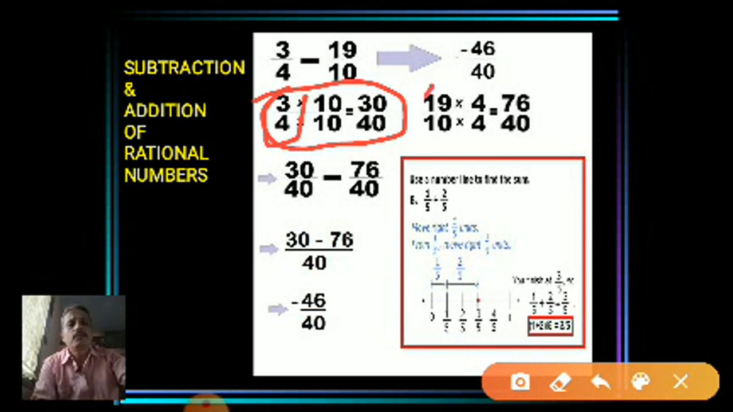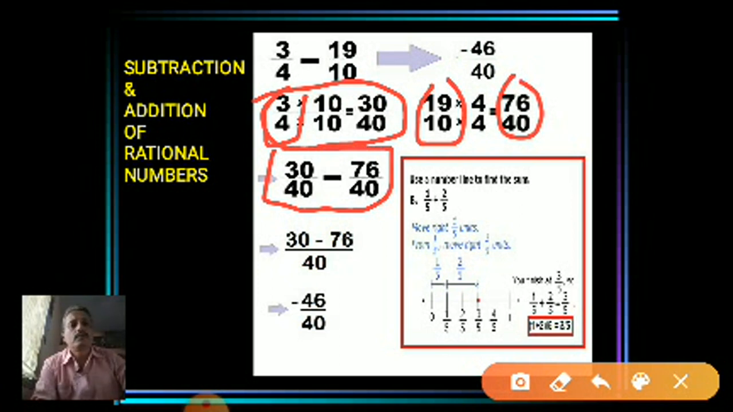Same way, 19 upon 10, we can multiply by 4 and divide by 4. The value remains the same. I will get 76 upon 40. Now I have the other two numbers, 30 upon 40 minus 76 upon 40. Very simple. Now the denominator is common. We can write 40 one time as the denominator, and for the numerator, we subtract 30 minus 76.